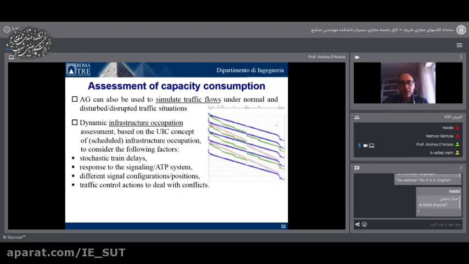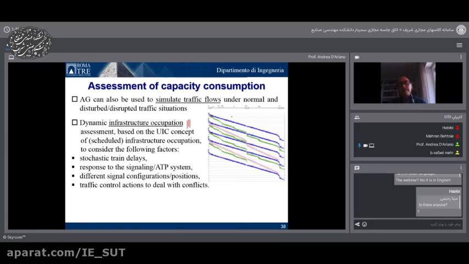And we developed a so-called concept of dynamic infrastructure occupation. Dynamic means assessing the infrastructure occupation not in an ideal stage, like the UIC concept, that is represented here through the blocking time theory developed by Pachl and Professor Hansen. Here you see a blocking time diagram.